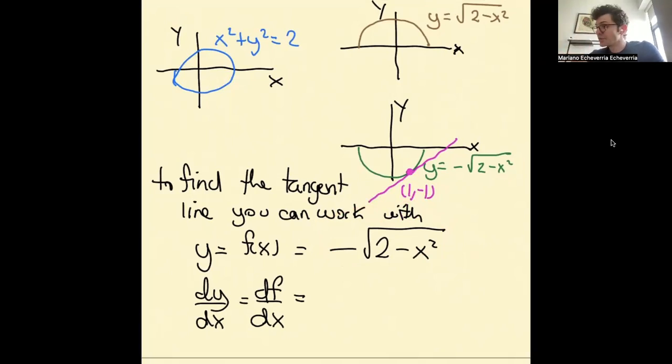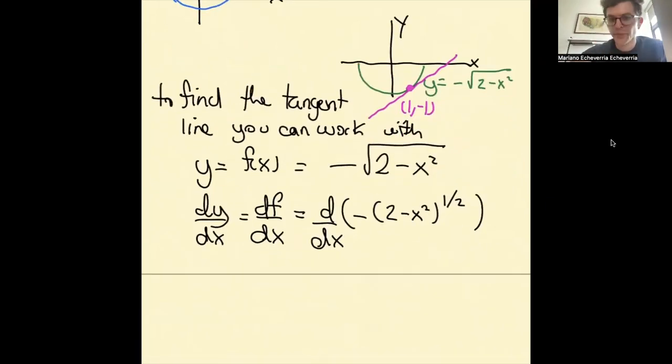Yeah, you should start. I agree. You should write it first as -2 minus x squared. Oops. You should write it in power format. Yes, that's a good idea. Okay, that actually is useful. And then what should this derivative give you?